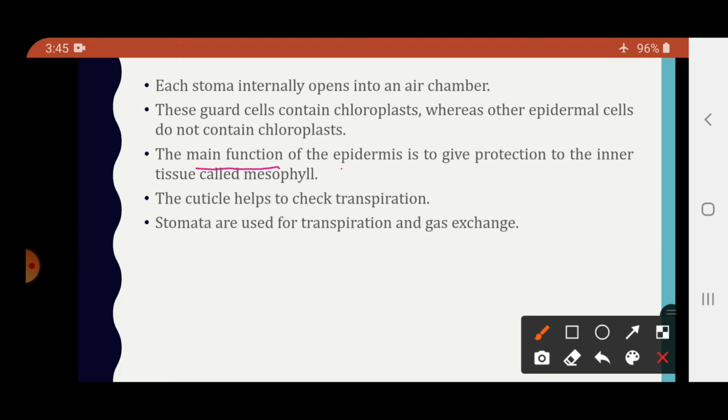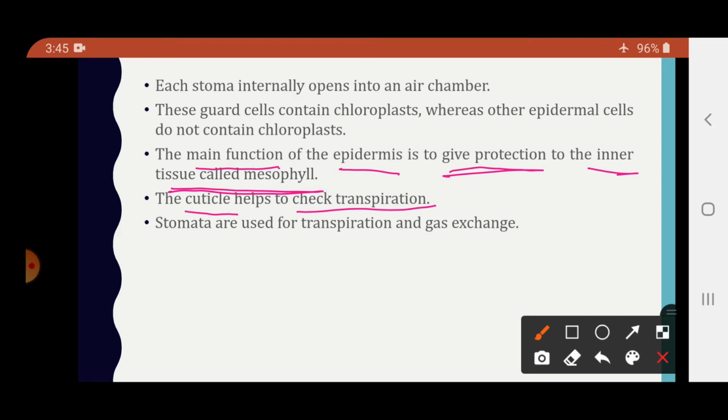Now, what is the general function of the epidermis? The main function of the epidermis is to give protection to the inner tissue called the mesophyll. Now, what is the main work of the leaf? Photosynthesis. Who does photosynthesis basically? It is the mesophyll tissue. Whose work is it to protect this mesophyll tissue? The epidermal tissue system. The cuticle helps to check the transpiration.